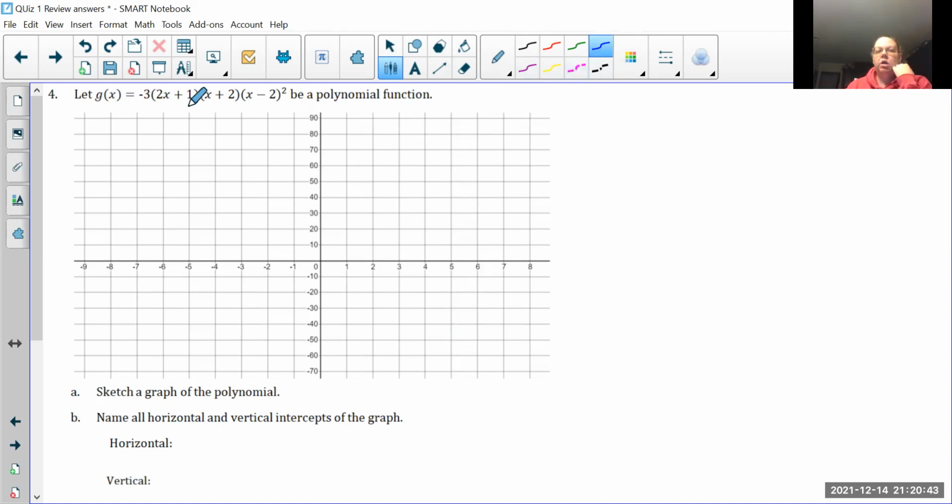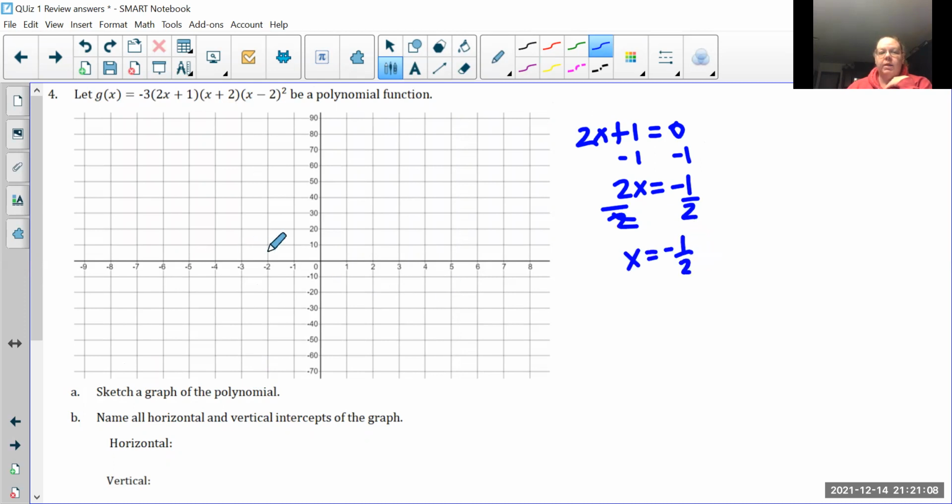All right, so it says this is our polynomial function, and it says to sketch a graph of the polynomial. So the way that you should start is that we need to find all the zeros. That means each term needs to be set equal to 0. So 2x plus 1 needs to be set equal to 0 and solved. When you do that, you pretend like you're back in Algebra 1 and you're dividing by 2, so you get x equals -1/2. So that means at -1/2, you're going to put one of your zeros.